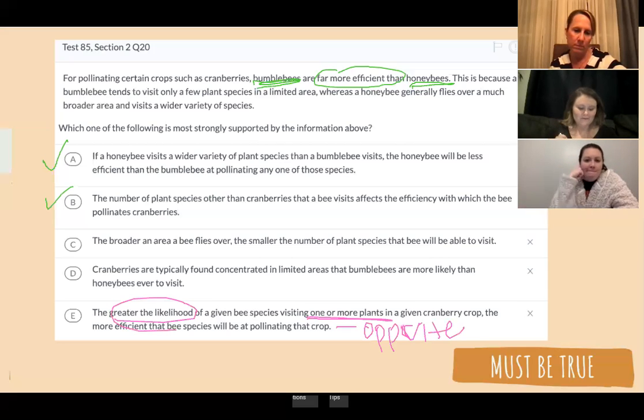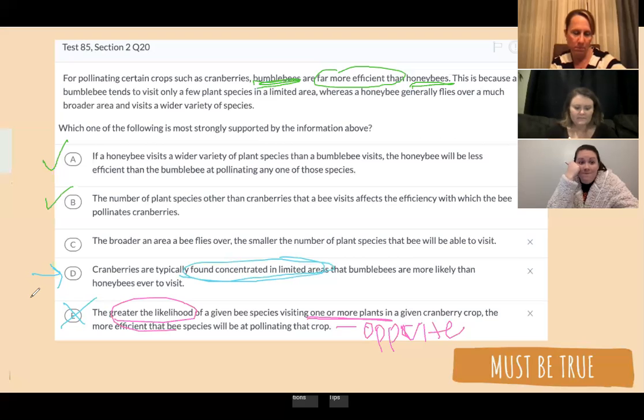All right, Brittany, why didn't you like D? I just didn't think it was relevant that bumblebees are just more likely to visit the cranberries. Yeah, and also this is a most strongly supported question. So is it most strongly supported that cranberries are typically found in limited areas? Do we have any support of that? No, because this is a bottom-down question, so we don't get to bring in new information.